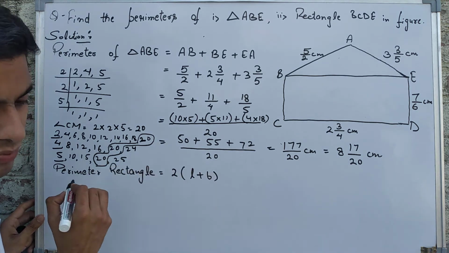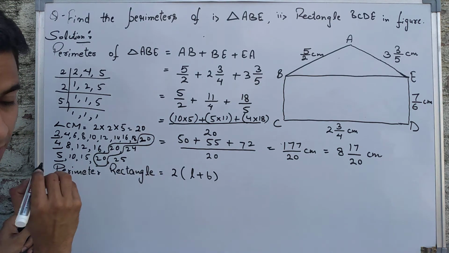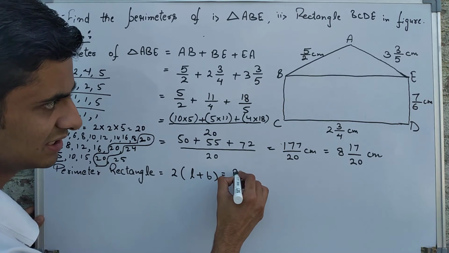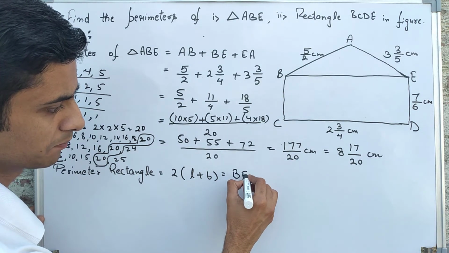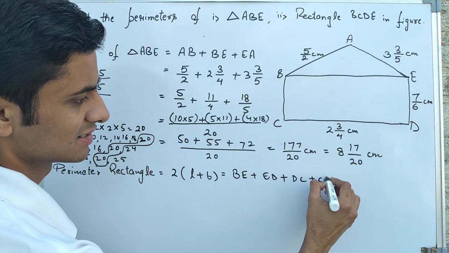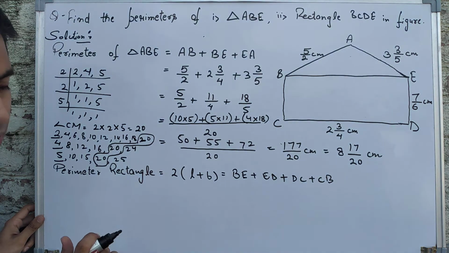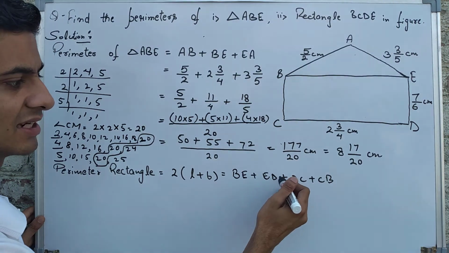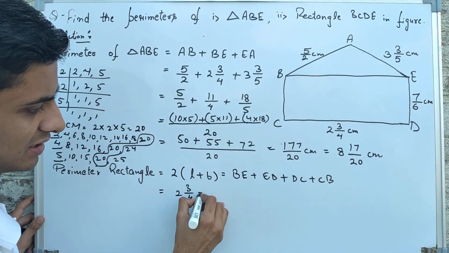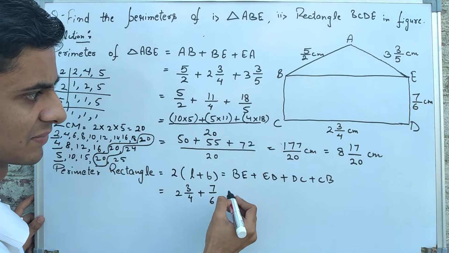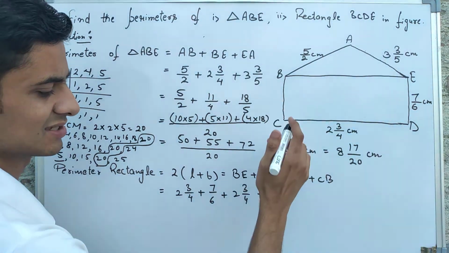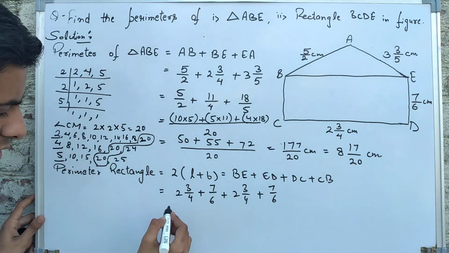Okay, we have not done the concept of multiplication of fractions, so I will not use this 2 for the time being. I'll just write BE plus ED plus DC plus CB. Let us hold this multiplication for the time. Okay, BE plus ED plus DC plus CB. So BE is 2 whole 3 upon 4. ED is 7 upon 6. DC is 2 whole 3 upon 4. And CB is again 7 upon 6. Okay, solving it.